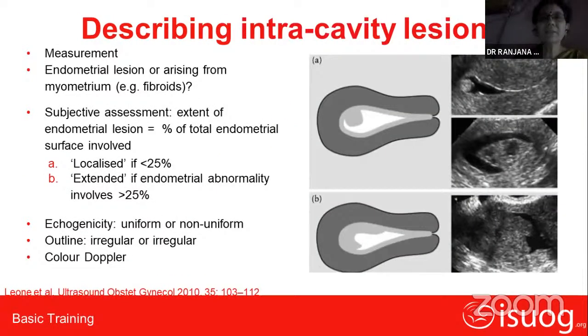So how to describe the intracavitary lesions? It is all subjective assessment. We are not measuring the percentage and all. First we have to find out if the lesion is arising from endometrium or myometrium. For the endometrial lesion, how much surface it is covering? If the surface covered is less than 25%, we call it a localized lesion. And if it is more than 25%, we call it an extended lesion. Again, the echogenicity, uniform or non-uniform, the outline, irregular or regular, and color Doppler, I'll tell you in the next session.